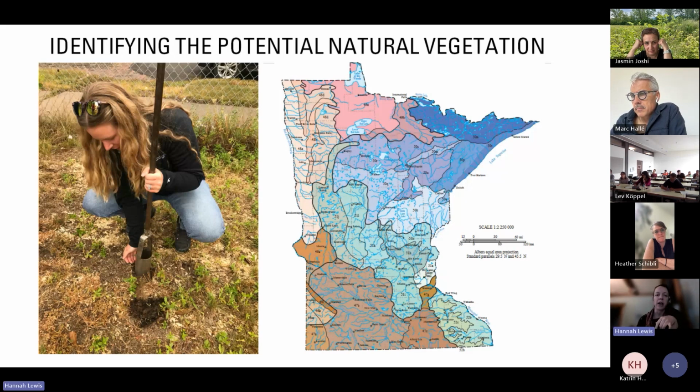And the picture on the left there is a state forester in Minnesota who helped us with our project in St. Paul, Minnesota. And she is having a look at the soil. Once she was able to get a sense for what that soil type is, then she could cross-check it with her native plant community map and give us an idea of what the native plant community would be for that site if it had never become a lawn in the first place.